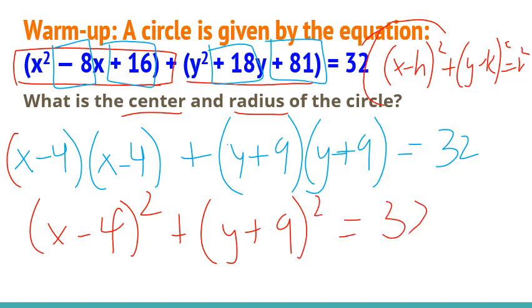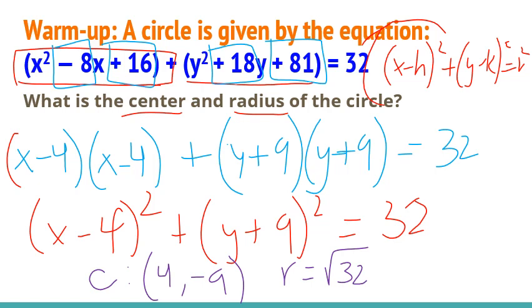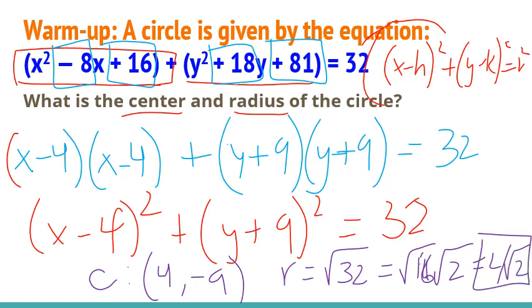This becomes 32. All right, so our center we can now pick out much more easily. Flip the signs: positive 4, negative 9. And then our radius is going to be the square root of 32. And of course, we could simplify that if we wanted to into the square root of 16 times the square root of 2, which is 4 square root of 2 if we wanted it in simplified form.